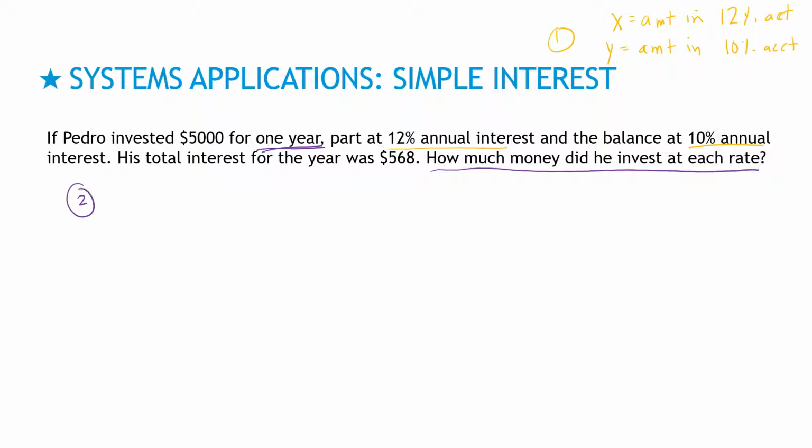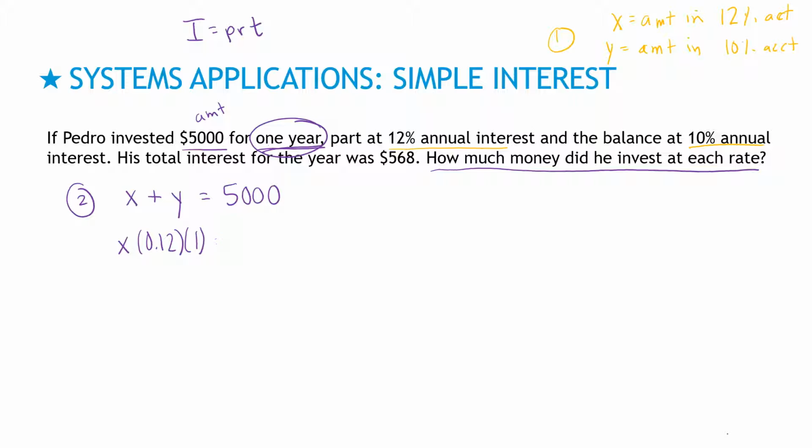Step 2 then would be to write the two equations. My first equation would be just straight up amounts. So the amount in the first account plus the amount in the second account has to be a total of 5,000 because that was an amount. The other one is using the I equals PRT. So principal of the 12% account is X. Rate of the 12% account is 0.12. Time, again, is 1 year, so always pay attention to that. It's really easy to forget to multiply by the year.